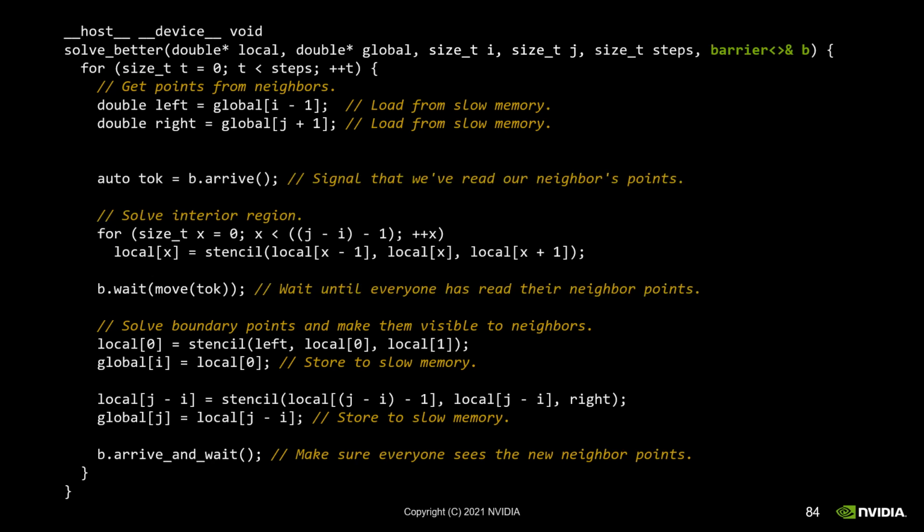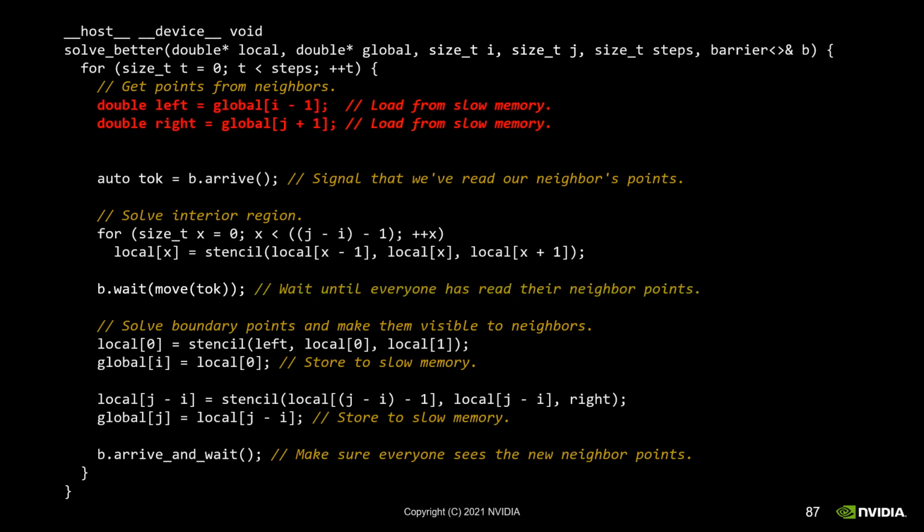Instead of sync threads, we should be using a barrier from the NVIDIA C++ Standard Library. Remember, with a standard C++ barrier, we can asynchronously arrive at a barrier and then later wait on it. That's exactly what we want here. Instead of doing a blocking sync threads before the solve of the interior region, we just asynchronously arrive on the barrier to indicate that we've read our neighbor points and that they can now be overwritten. After the solve of the interior region, we wait on the token that we got from the asynchronous arrival to ensure that everyone has read their neighbor points before we write the new neighbor points for the next time step.